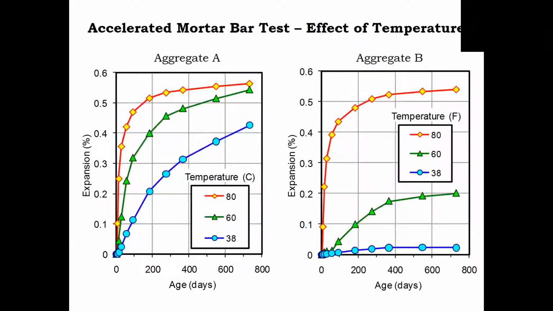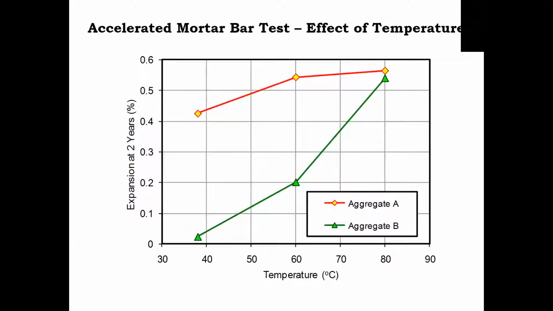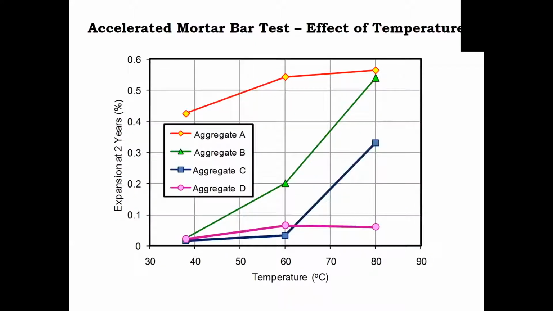If we run the mortar bar test at different temperatures, what we see is that aggregate A is always reactive regardless of the temperature, but aggregate B is very sensitive to the temperature and is not reactive at 38 degrees Celsius. Even if you run it out at 2 years or more, it doesn't react at that lower temperature, and it's a higher temperature that stimulates the reaction. That graph shows the long-term expansion as a function of temperature, and you can see that quite clearly.